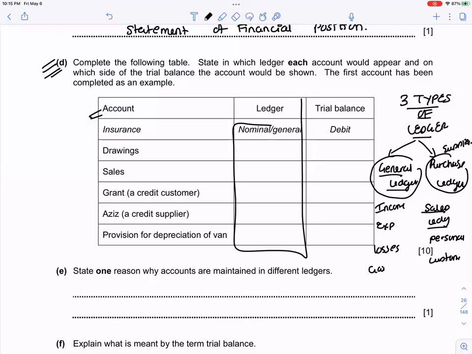Miss, drawings, I'm not sure, but will it be in general ledger? Yeah. Okay, so drawings is general ledger, debit. Why debit? Miss, because drawings is always debited. Okay, fine. This purchase ledger has the personal account of the customer, and sales ledger has the personal account of the seller, right?